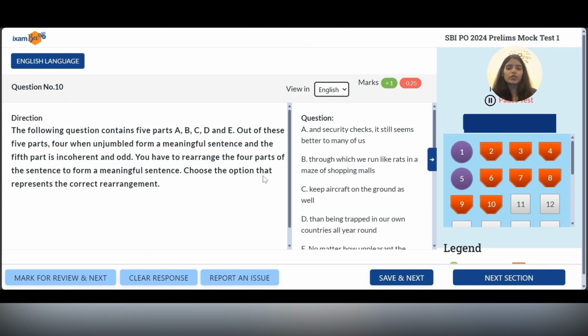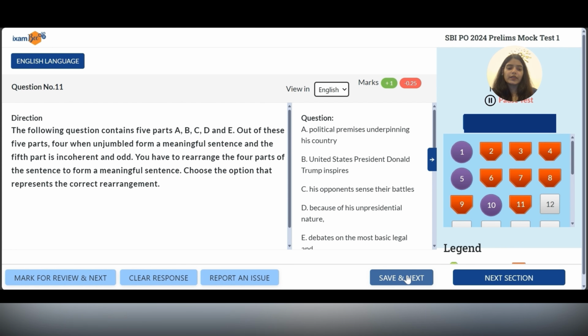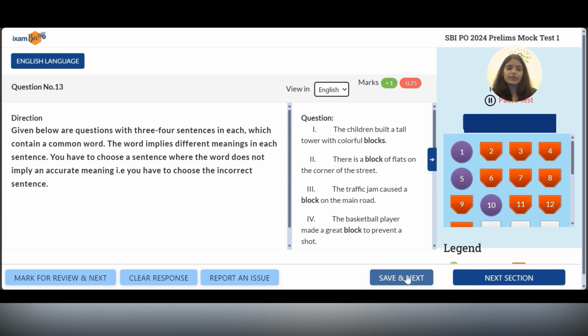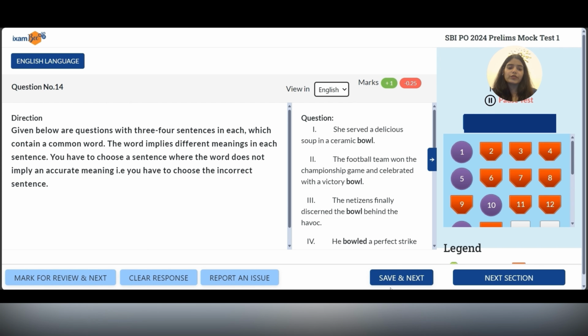Here I have a new question which is jumbled sentences. I'll mark it for review. I'll save next. Now, there were only 2 questions for sentence rearrangement. In this, you see you have to find an incorrect type of question. So, you'll mark it for review.